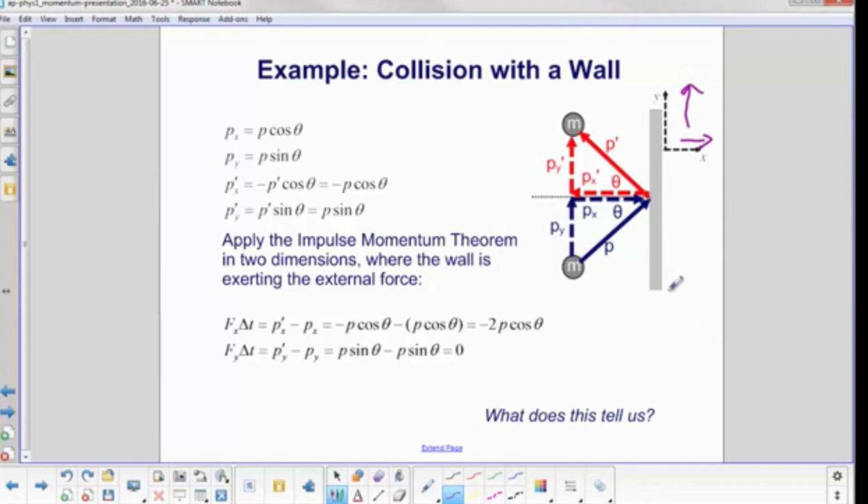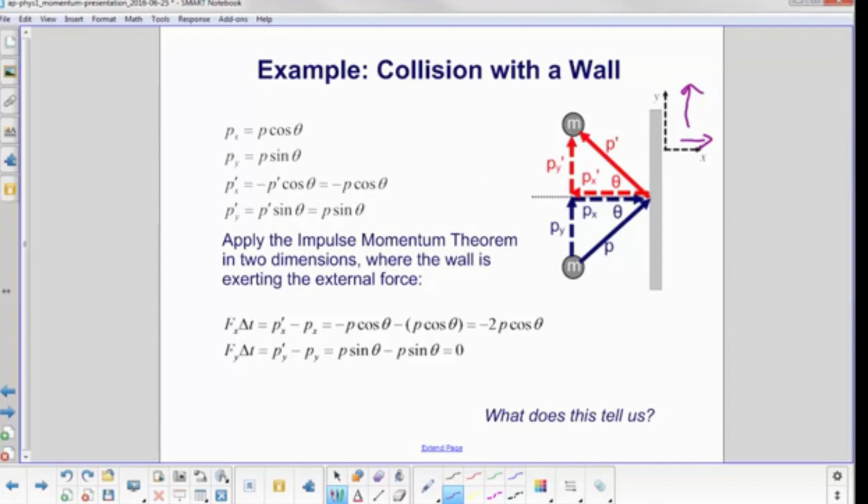Now let's look at the final momentum. Px prime this time is moving in the negative direction. So that will be minus P prime cosine theta, or just minus P cosine theta, because earlier we said that P prime is equal to P. P prime y, the momentum in the y direction, will be P prime sine theta. Again, the final momentum is equal to the initial momentum, so we don't need the prime sign. So here's what we have. Here are our values for Px and Py, and for P prime x and P prime y.